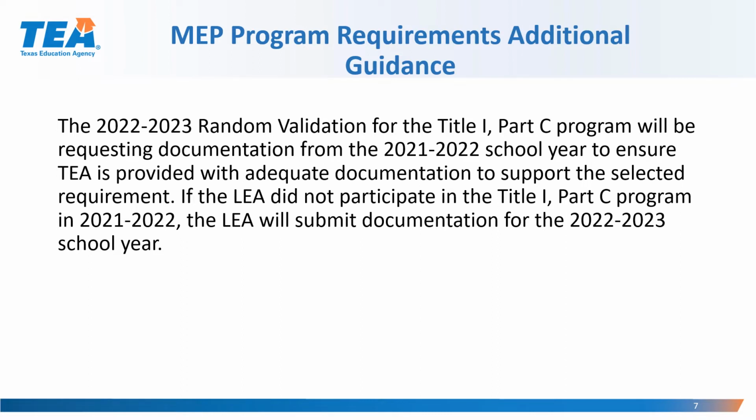We want to provide some additional guidance regarding the documentation request as part of the MEV requirements. The 2022-2023 random validation for the Title I Part C program will be requesting documentation for the 2021-2022 school year to ensure TEA is provided with adequate documentation to support the selected requirement. If the LEA did not participate in the Title I Part C program in the 2021-2022 school year, the LEA will submit documentation for the 2022-2023 school year.